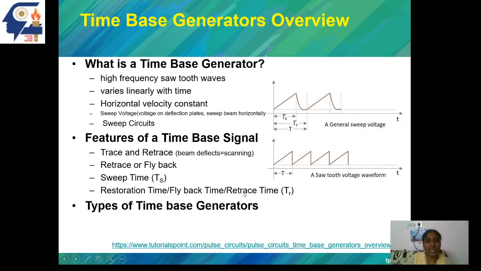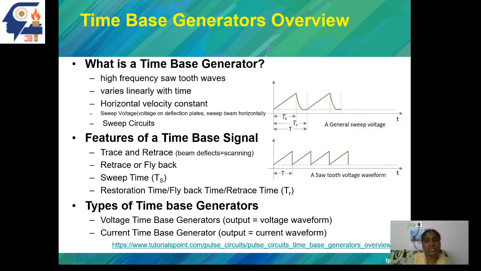Coming to the types of time-base generators, whenever the circuit generates a voltage waveform at the output, it is called a voltage time-base generator. If the output generated is a current signal, it is called a current time-base generator. Time-base generators are used in televisions, radars, time measurements and time modulations. The working of time-base generators can also be referred to in the link specified below in the slide.